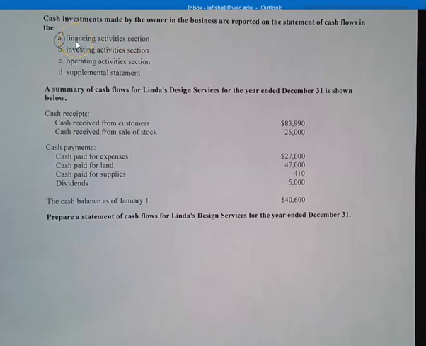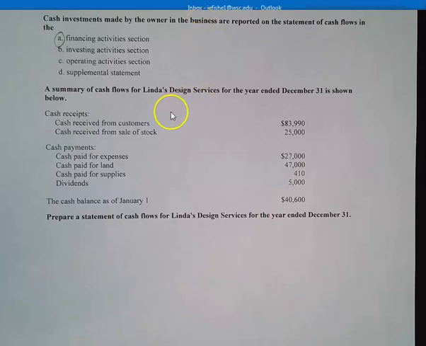Now, for the owner, again, when they put the money into the business, they're investing in the business, but this is the perspective from the business itself, if we were to think of the business as its own entity.